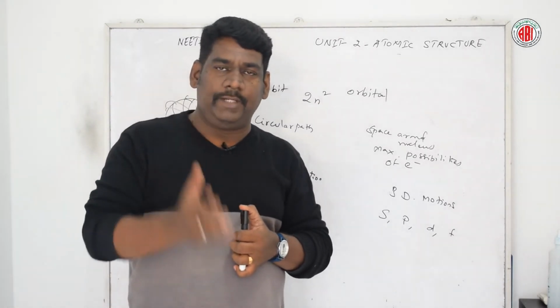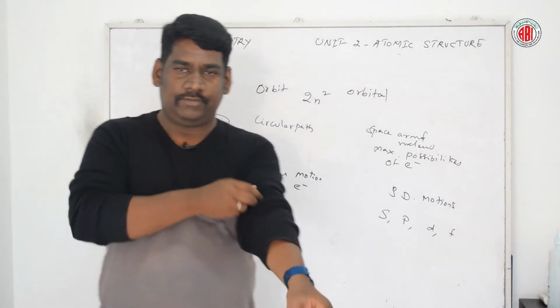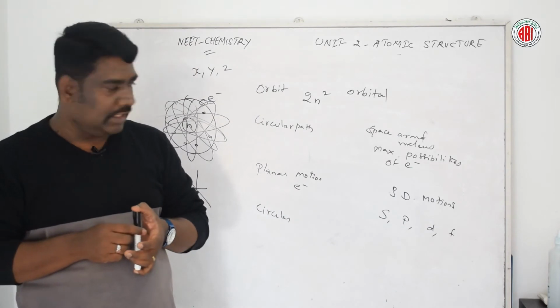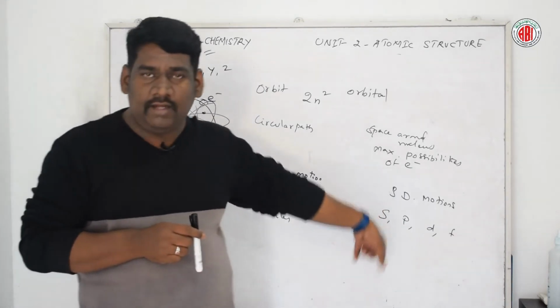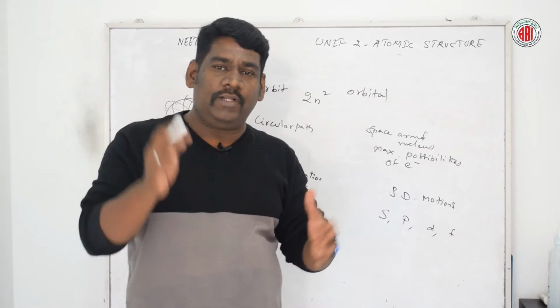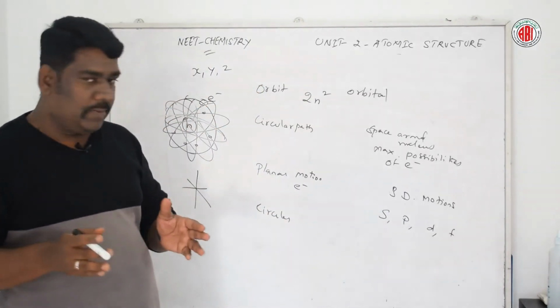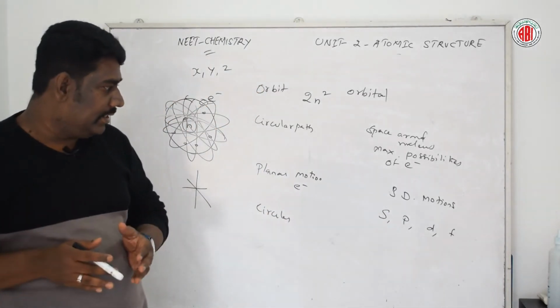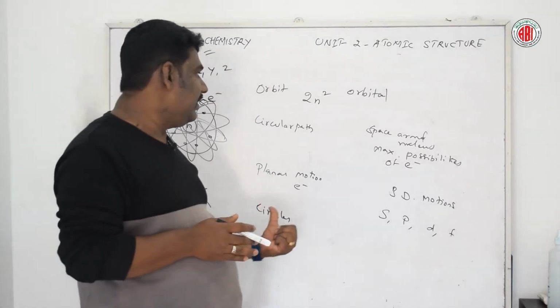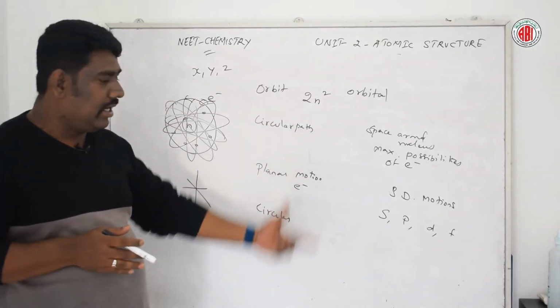I mean the orbit 1, orbit 2, orbit 3, orbit 4. Like an orbital that cannot accommodate more than 2 electrons, that could accommodate only 2 electrons. Okay, so these are the major differences between orbit and orbital.